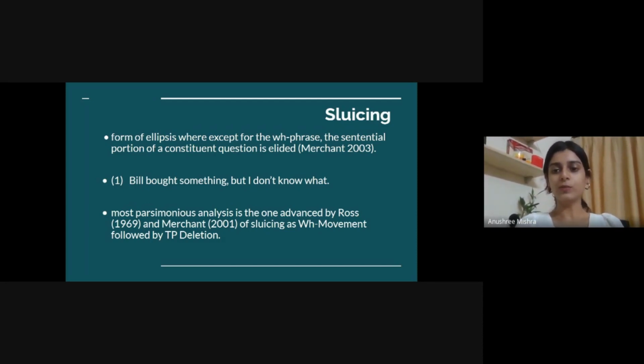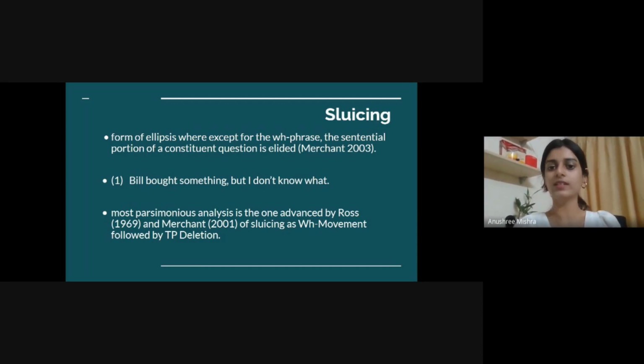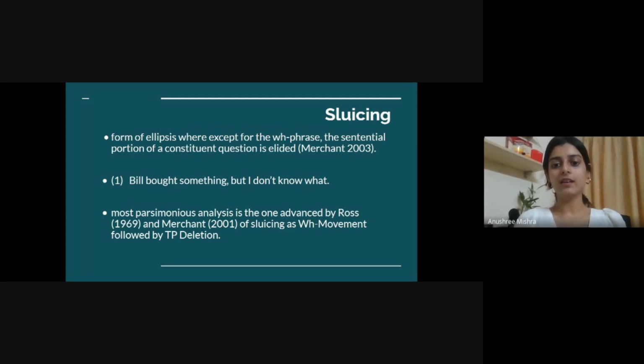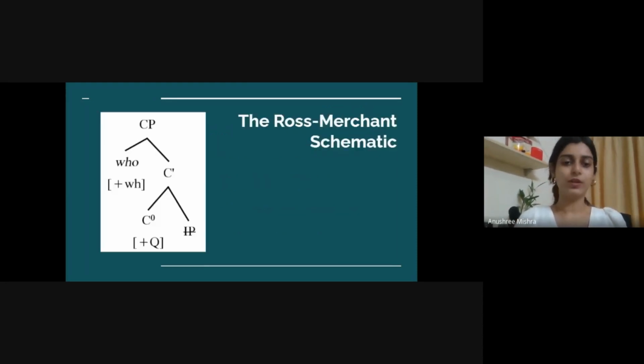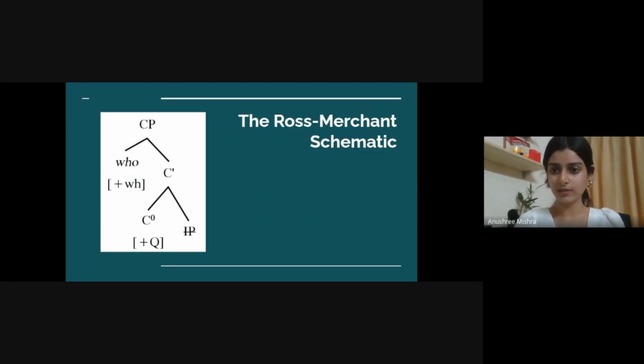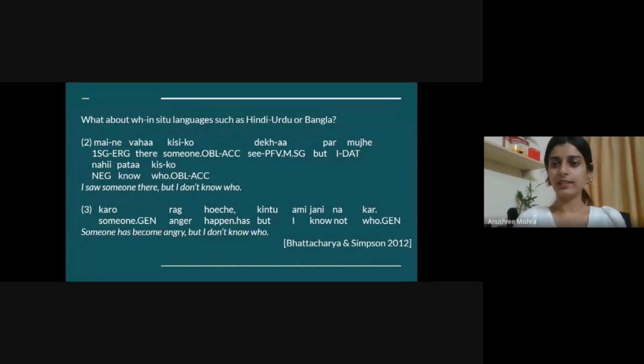So, the most parsimonious analysis of such a construction is one that has been advanced by both Ross and Merchant. They derive the sluice from WH movement followed by TP, or IP, deletion. So, here's a small schema of the same. Moving on, let us look at WH in situ languages.